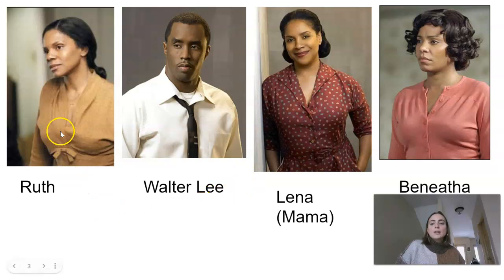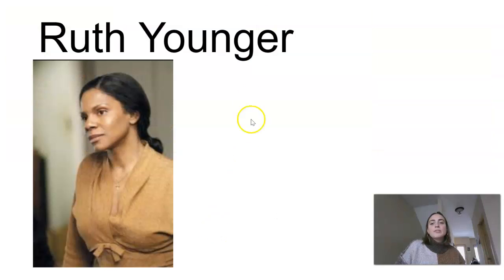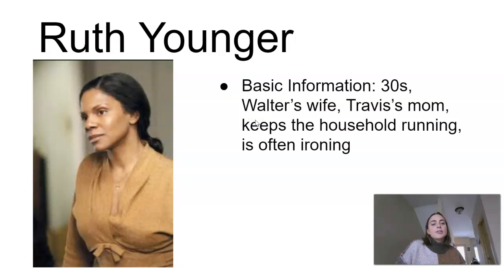So you get to choose one of the 4 main characters. Maybe you want to write about Ruth, or Walter Lee, or Lena, who's also called Mama, or Beneatha. So let's do a little bit of an overview of each character so you can choose which character you want to write about. Ruth Younger is in her 30s. She's Walter's wife and Travis's mom. And she's the practical one who often is seen ironing or cleaning, and she keeps the household running. She's trying to keep the family together and keep the peace.